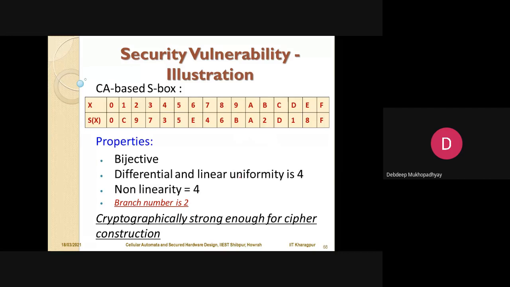Therefore, when we looked into our CA, we found that everything was good for the CA based SBox, except that the branch number was 2. A branch number of 2 means that if I disturb one of the input bits of the SBox, there is a chance that only one bit in the output gets affected. If its branch number was, for instance, 3, as in usual constructions, then affecting one input bit would affect at least 2 output bits, and that helps you propagate the diffusion much faster.